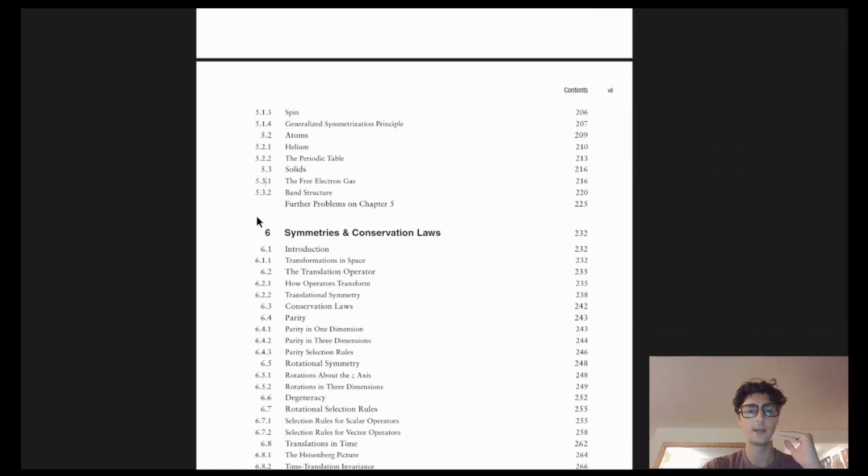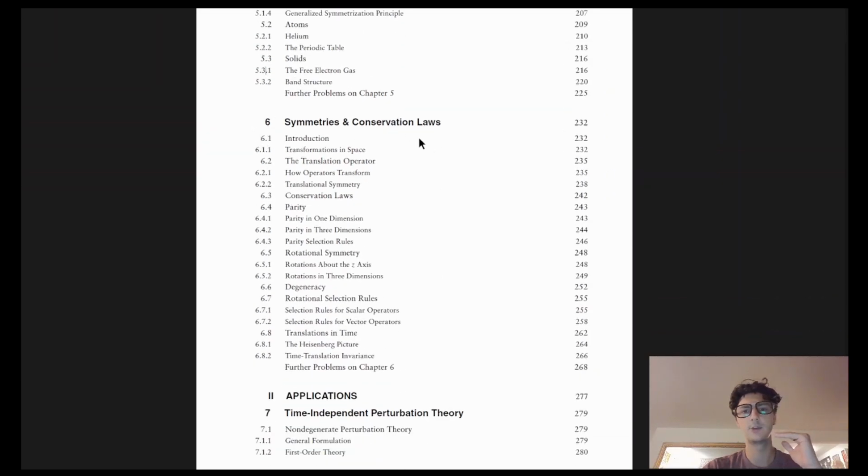So chapter 4, 5, and 6, this is symmetries and conservation laws. I don't know what to tell you about this. This is a whole other crazy chapter. I'm not going to talk about it too much here today. But that is the whole course overall. I'm just doing a quick summary here, just reading the table of contents, trying to see if I can remember what happened here.